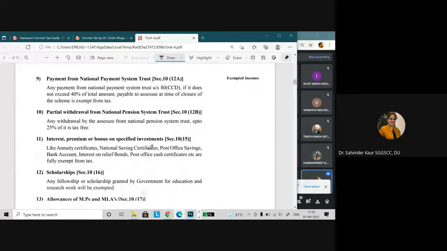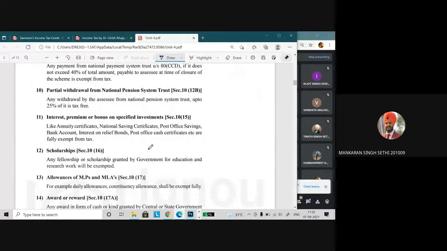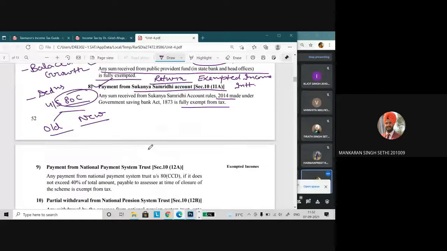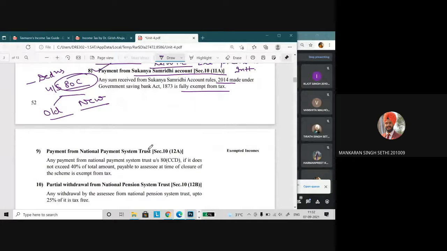Yes, Vita? Ma'am, in the Sukanya Samriddhi account, only the interest we earn is not taxable, or even the deposits we make?